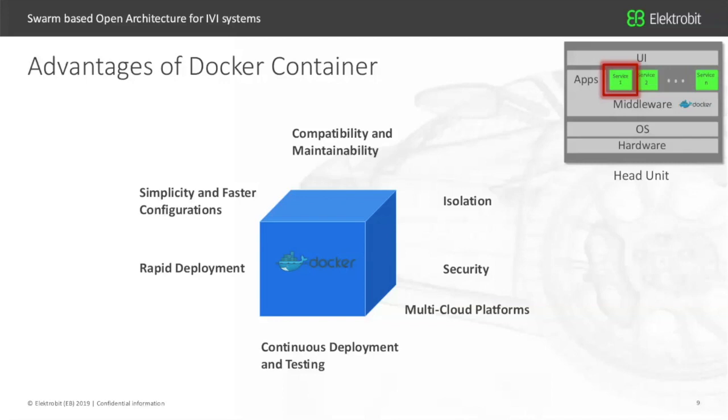Then coming to simplicity and faster configuration, Docker containers make things simple, and once you build a Docker container image, that image can be used at different stages of the development process. So it provides the developer a standardized image, a standardized environment, where they can build new features. They can use that image as a base image, build upon it, package the feature, and deploy it.